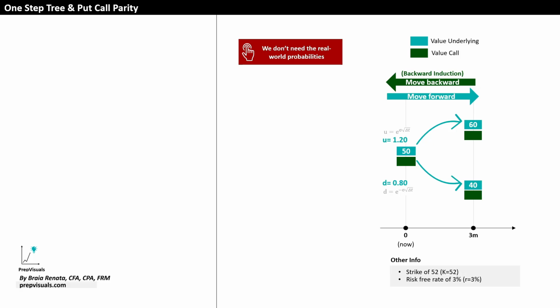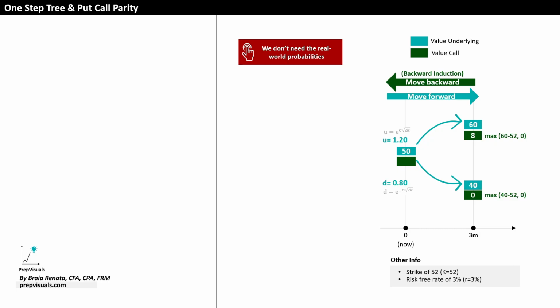So basically, we start computing the value of the option after 3 months, and this is done by using the simple payoff formula that you can see on the screen. So basically, the value of the option would be 8 if there is an upward move in the underlying, and 0 if there is a downward move in the underlying. And I'm sure that this part feels familiar and straightforward.